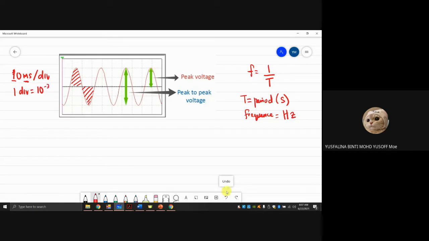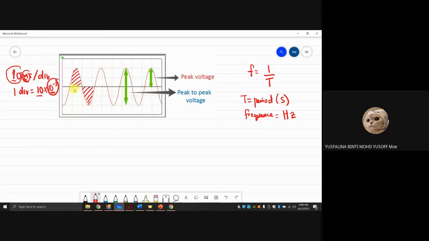So it means that one division is 10 times 10 power of negative 3, not 10 power of negative 3 only. 10 is the value here, and milli is the 10 power of negative 3 here. I change the value of milli here, and this one is the magnitude, you cannot change. So this means one division here is equal to 10 times 10 power of negative 3.